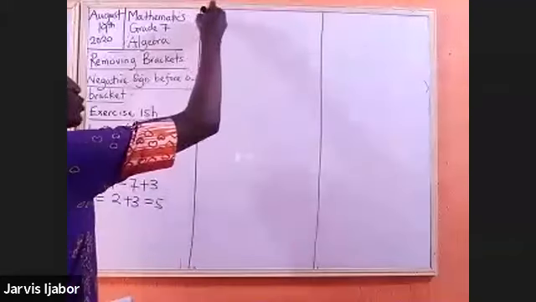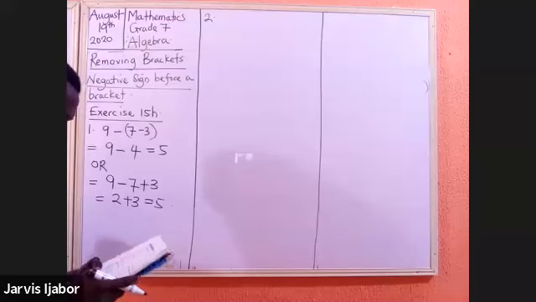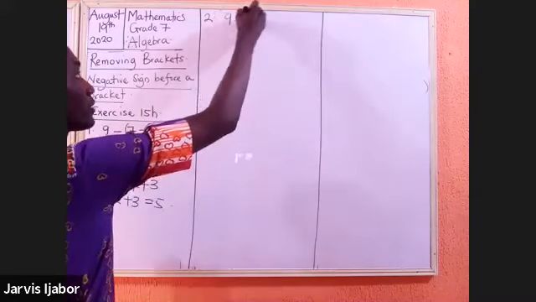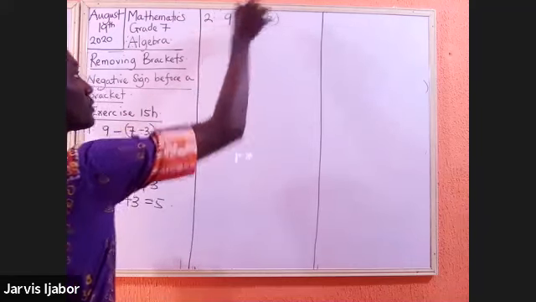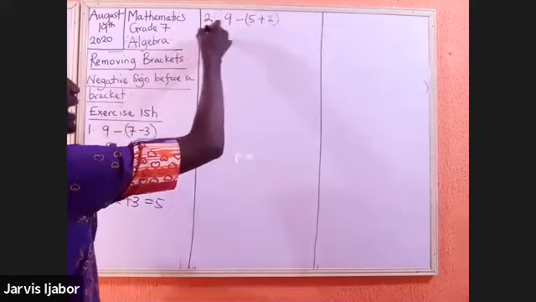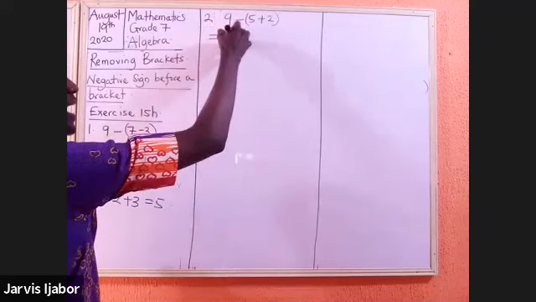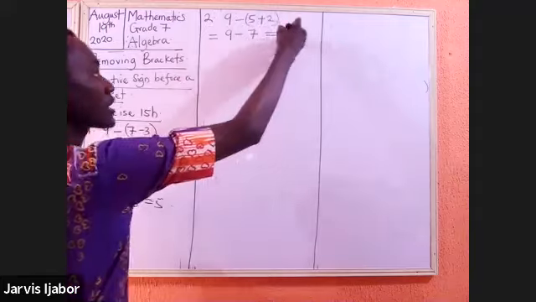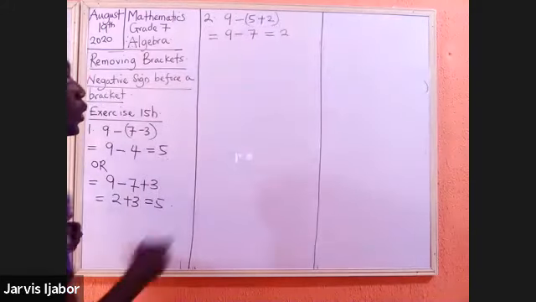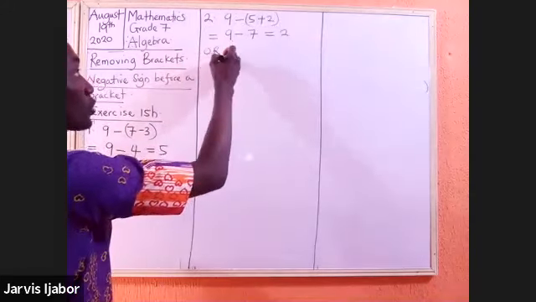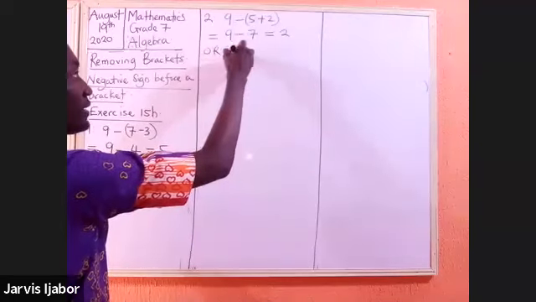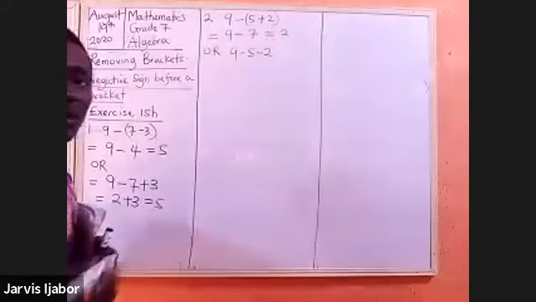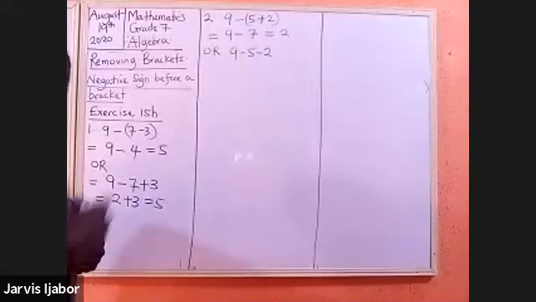So let's look at question 2. In question 2, you are told that 9 minus 5 plus 2. So you can, method 1, say 9 minus, add this content, and that will be 7. Our answer will become what? 2. Or you can say 9, this will change to negative, and this will also change to negative. That's what the negative before the bracket does. It will change the content.